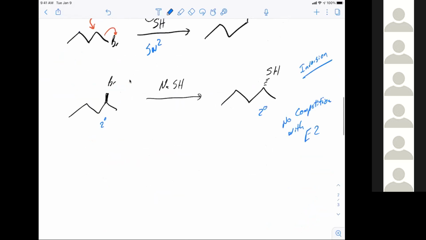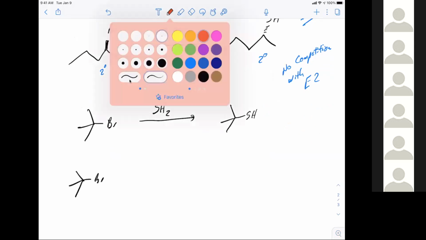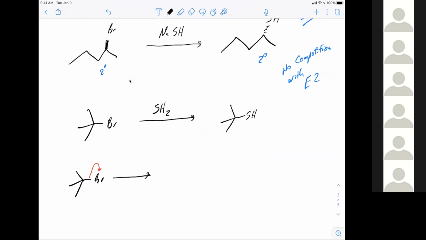We can also do an SN1. SN1s will really only be favored if we have a tertiary group. And instead of using the sodium thiolate, we end up with the hydrogen sulfide, and that gives us the product. Mechanism here: we get an SN1, so the first thing that happens is the leaving group leaves. That gives us our carbocation.